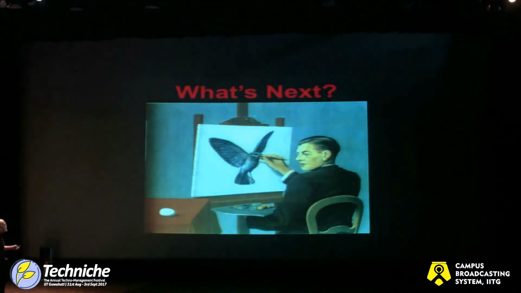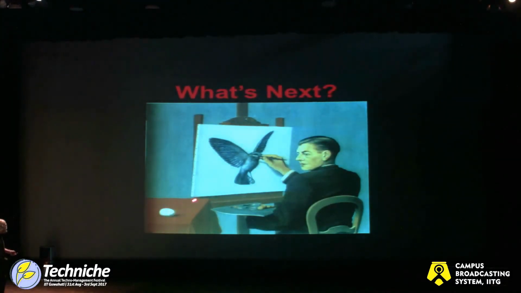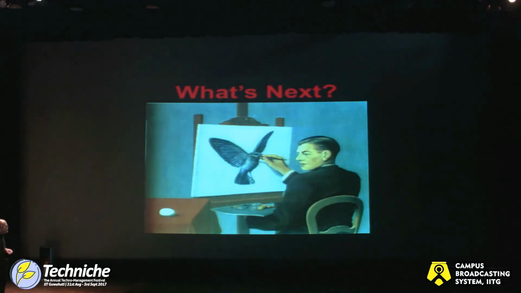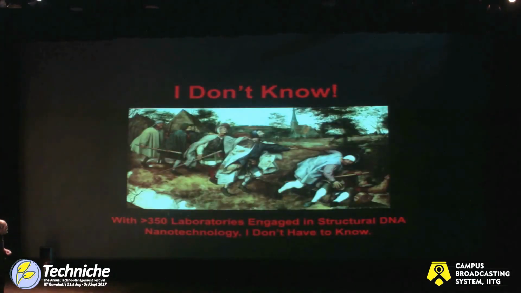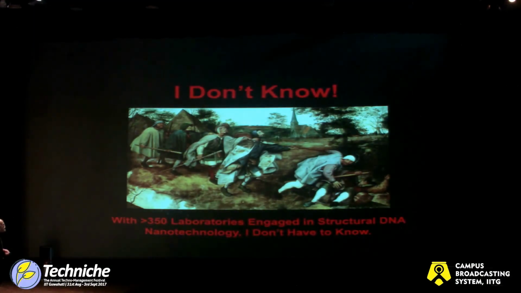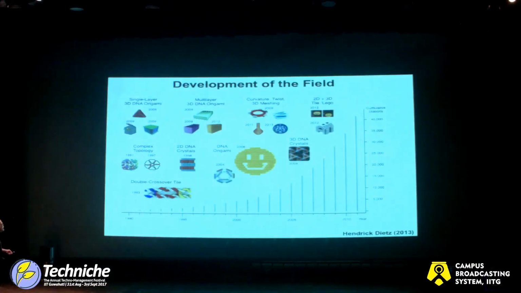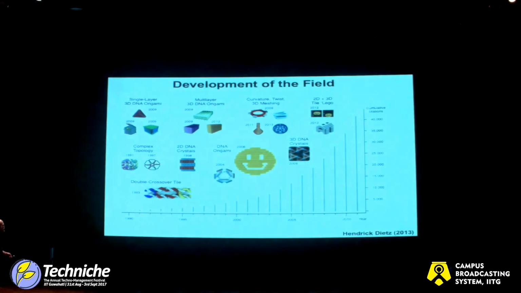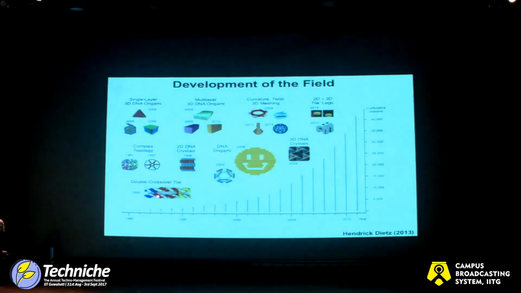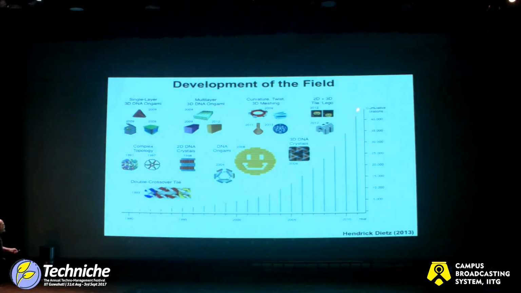People ask me what's next, going maybe from there to there. We don't really know. I don't know at all, but I don't have to know. There are over 350 laboratories, about 375 or 380 now, engaged in structural DNA nanotech, so I don't have to know. The field is running on its own, and I could be hit by a truck, it wouldn't matter. This is a slide lent to me by Henrik Dietz. It's about 5 years out of date, but it does show the way the field's citations have been growing over the years.